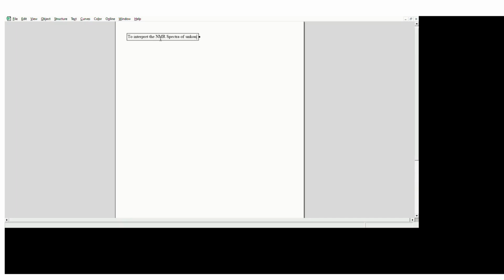I hope the screen is visible to everyone. Okay, this is the aim: to interpret NMR spectra of unknown compounds. As this is the first class for the NMR, we start with paracetamol.